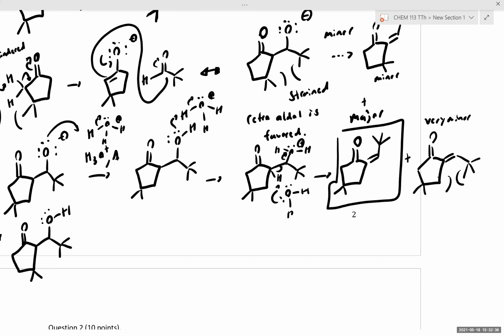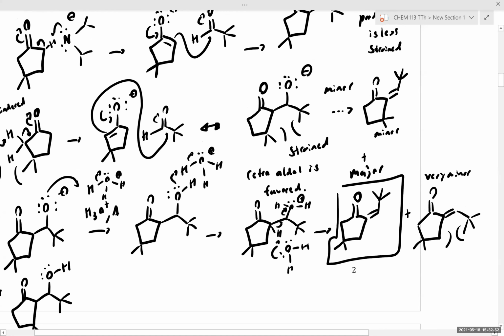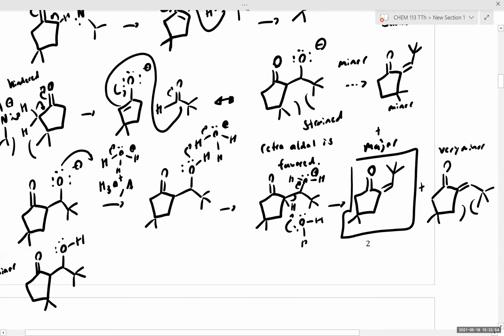Just the major and minor. The very minor other alkene geometry doesn't have to be mentioned. You can, but that's not the main point of this question. The main point of this question, as we've talked about and as we've seen, is that we want to clearly explain why one regioisomer is observed from this aldol reaction. That's why we get a major dehydration product and a minor dehydration product, and we don't see enough of the minor dehydration product.